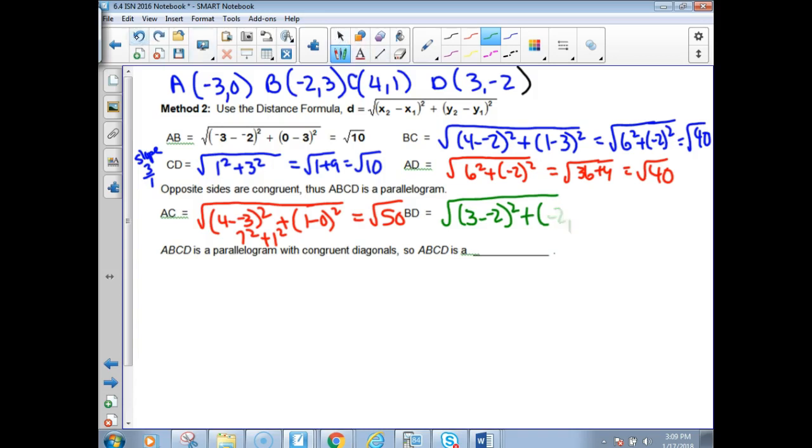When I subtract those, I get the square root of 5 squared plus negative 5 squared. And if you don't type that correctly, you're going to get 0, but that's 25 plus 25, square root of 50. So ABCD is a parallelogram because it has congruent diagonals. So ABCD is therefore also a rectangle.